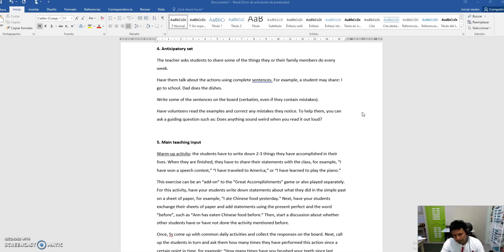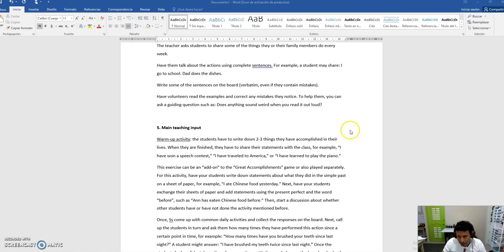For this activity, I will have my students write down statements about what they did in the past on a piece of paper. For example, I ate Chinese food yesterday. I will have the students exchange their papers and add a statement using the present perfect and the word before, such as, he has eaten Chinese food before. Then I will start a discussion about whether other students have or haven't done the activity mentioned before.